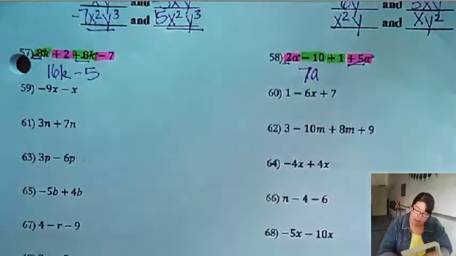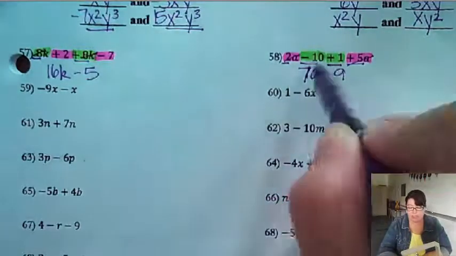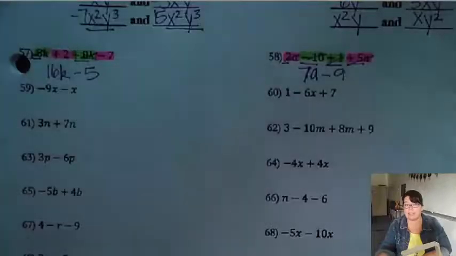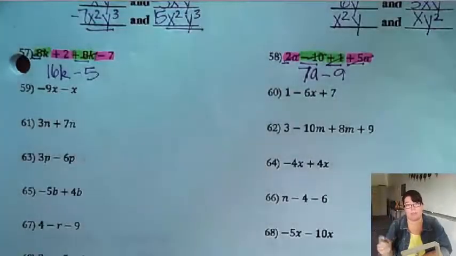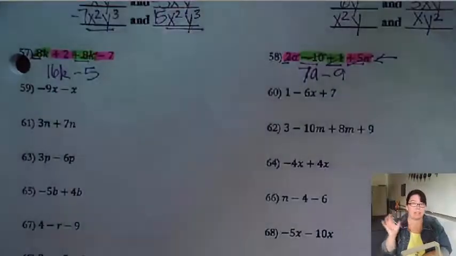And then negative 10 and positive 1 gives me negative 9. Different signs, subtract, keep the sign of the bigger one. So 7a minus 9 is the simplified version of these 4 terms. We simplified them by combining things, putting like things together.